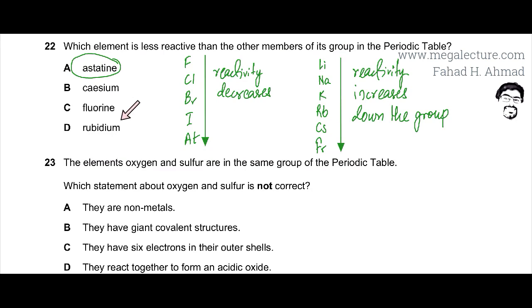So that's not given in the options. It's caesium and rubidium that are given, somewhere in the middle. So that would not be correct. We were looking for the least reactive of the members of the group. So it's going to be astatine. That would be your correct answer for this question.